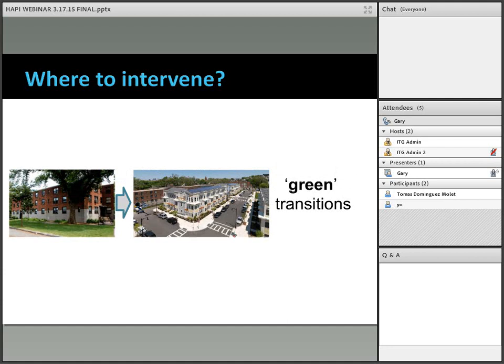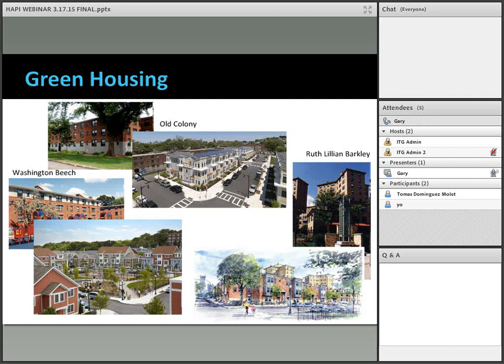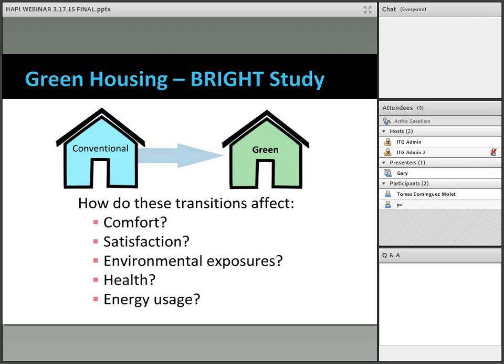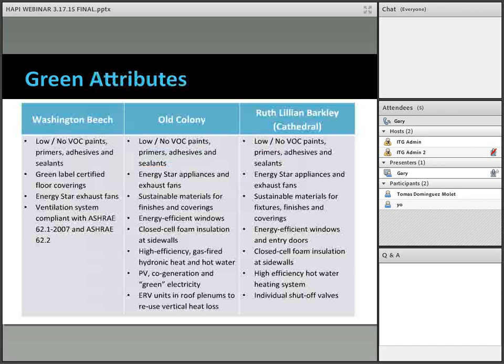This focused on three developments in Boston where families were moved from conventional into green. What we really wanted to know is, we think we know what can make homes more healthy, more comfortable, more energy efficient, but what does the evidence actually show? This gives you a sense of the green attributes of the particular developments: low-emitting materials, energy efficient heating systems, energy efficient appliances. You can look at this at another time.